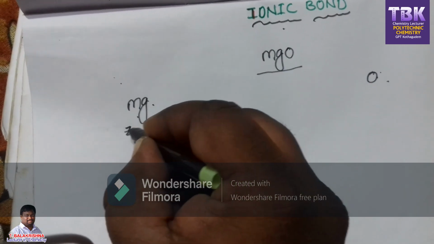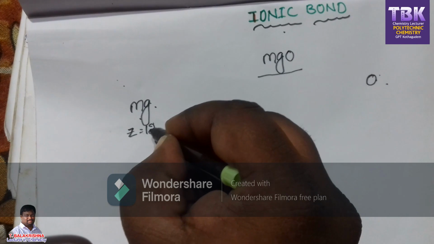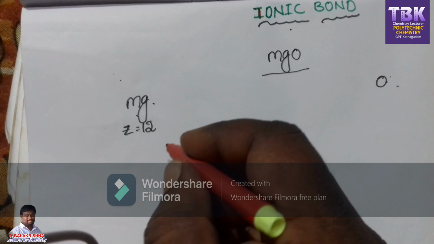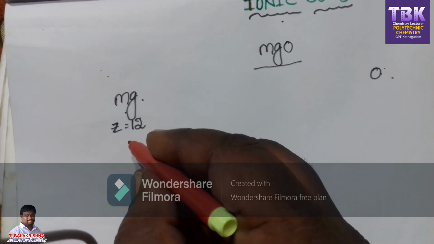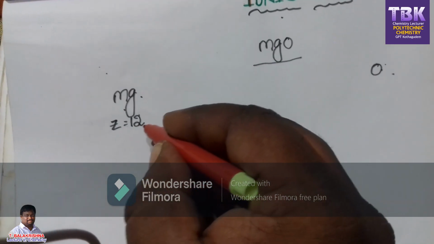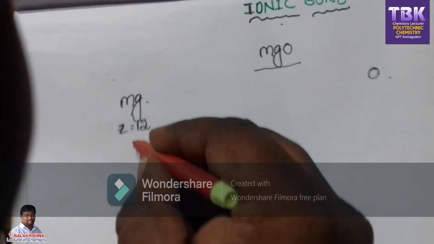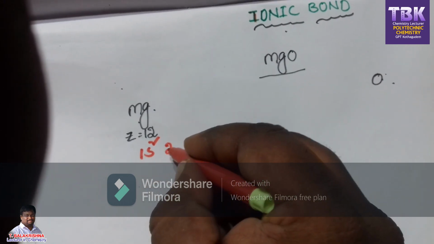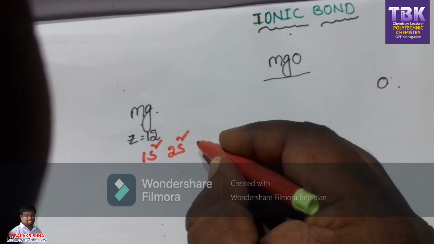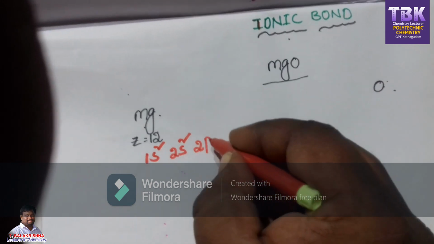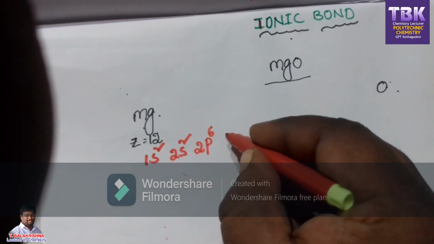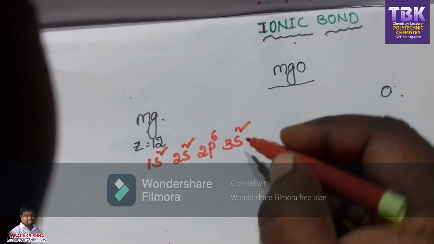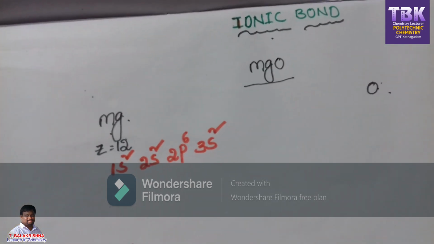Magnesium atomic number is 12. So, its atomic number 12 means it has 12 electrons. Write the electron configuration: 1s2, 2s2, 2p6, 10 electrons. Next energy level is 3s, so it will fill with 2 electrons. That is the electron configuration of magnesium.